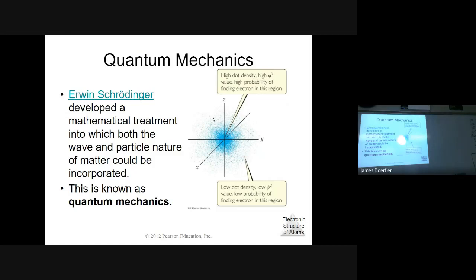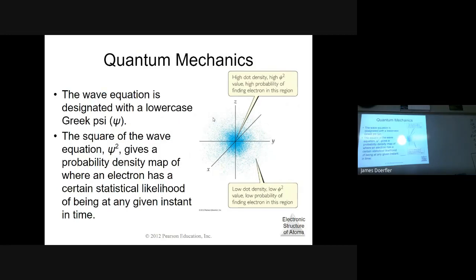Now, what came out of this is what's called the wave equation. Okay. Now, I found that when you take the square of the wave equation, it gives you what's called a probability density map. These probability density maps are possible locations where an electron has a certain likelihood of being at any given instant in time.